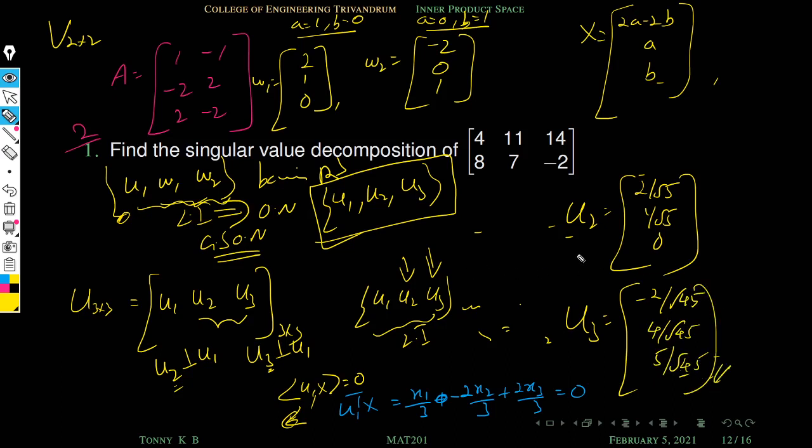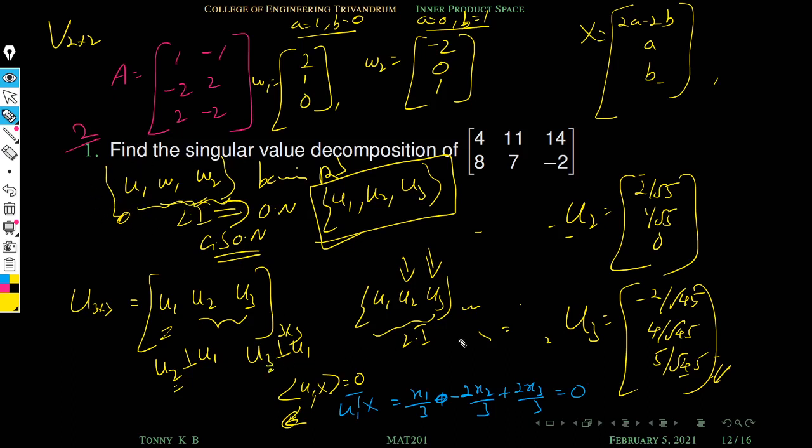The procedure is clear, and we have to construct a 3 by 3 U. We have only one u1, so we have to construct 2 extra vectors in such a way that the entire set is an orthonormal basis. So first we are going to construct a basis. How to construct a basis? An orthogonal basis. This is not an orthonormal basis, this is an orthogonal basis.